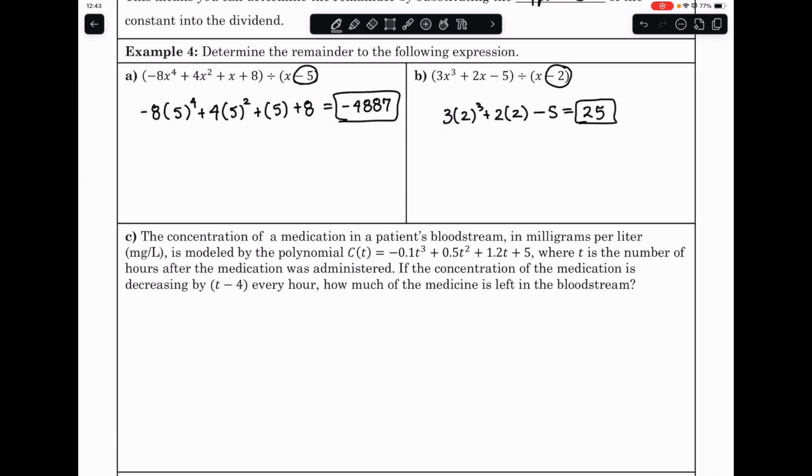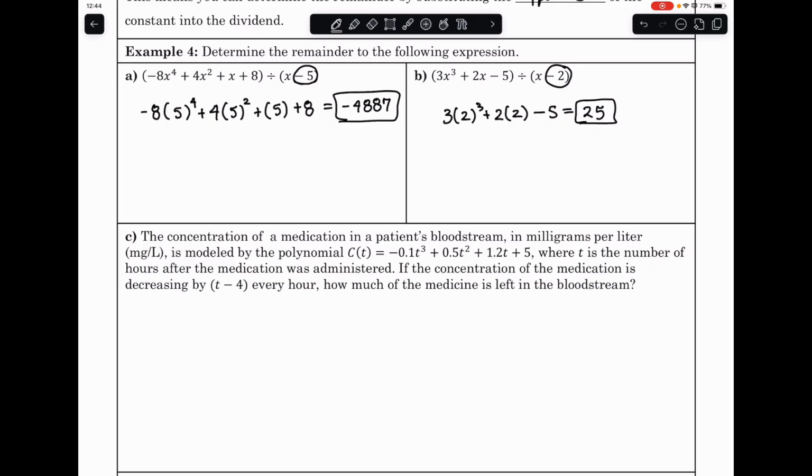Now let's look at an application of this concept in a real world setting. We have here the concentration of a medication in a patient's bloodstream in milligrams per liter, modeled by this polynomial c of t equals negative 0.1 t to the third power plus 0.5 t to the second plus 1.2 t plus 5, where t is the number of hours after the medication was administered. Now, if the concentration of this medication is decreasing by t minus 4 milligrams per liter per hour, how much of this medication is going to be left in the bloodstream?